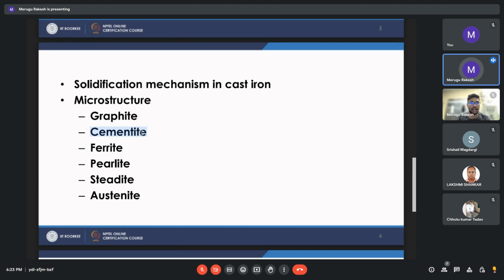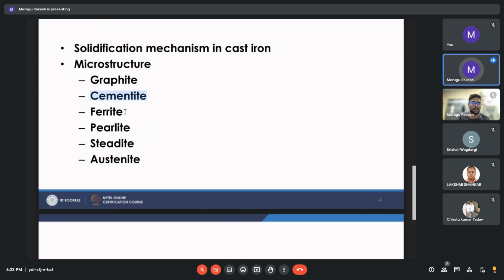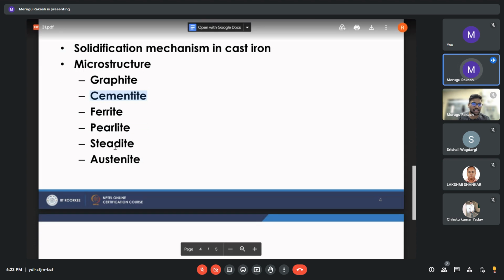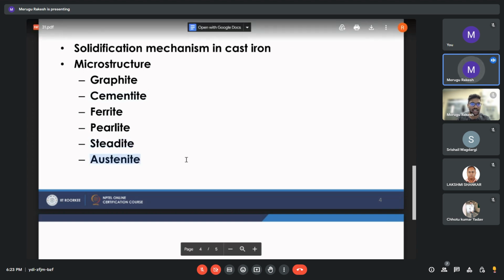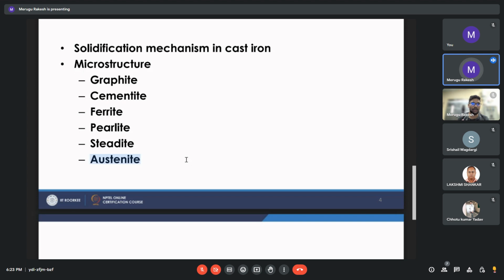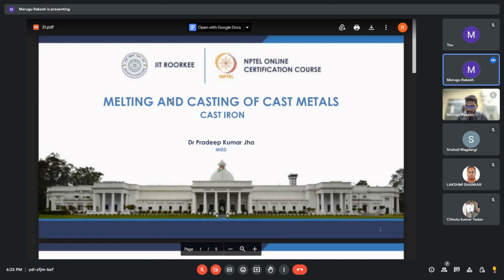Cementite is the harder phase, followed by ferrite, where there is less carbon as well as less silicon, and the same with pearlite. Steadite is a eutectic compound of phosphorus and carbon, and austenite is the unstable phase that is formed below 2% of carbon. So these are the different types of microstructure of carbon in iron. This is one complete lecture.